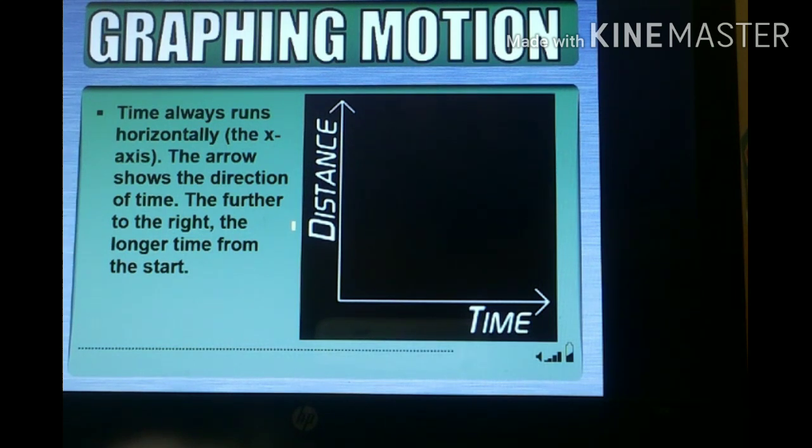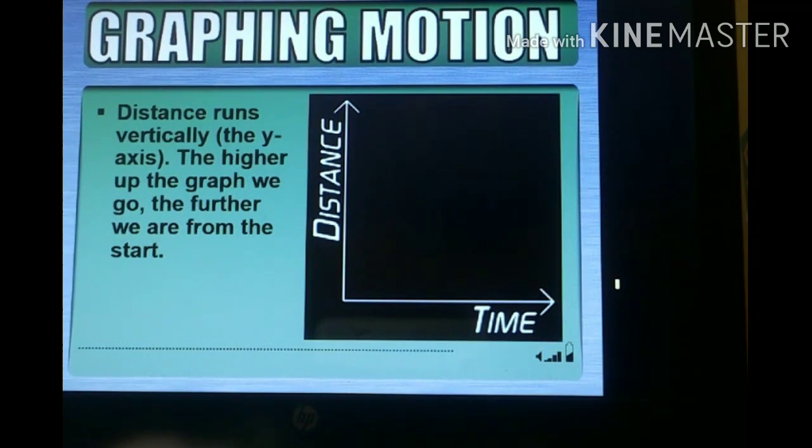This is what has been said. The direction denotes that it is moving from the origin, the distance goes on increasing, and time is measured in seconds. It is going on increasing. Time is taken on the x-axis and distance is taken on the y-axis.